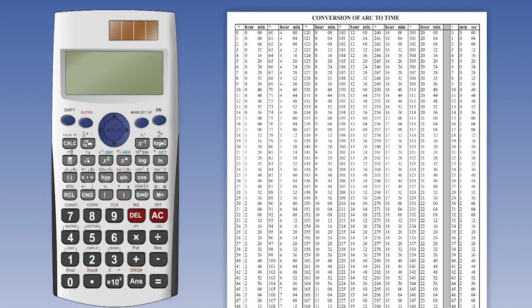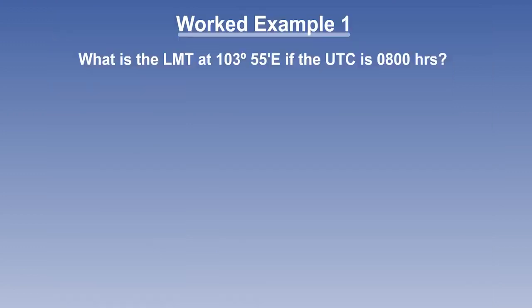Now we'll look at some practical examples. We'll find the LMT at longitude 103 degrees and 55 minutes east, which is in Singapore, if the UTC is 0800 hours. Your first step is to convert 103 degrees and 55 minutes of longitude to time difference. Work it out by one of the methods shown in the last scene.